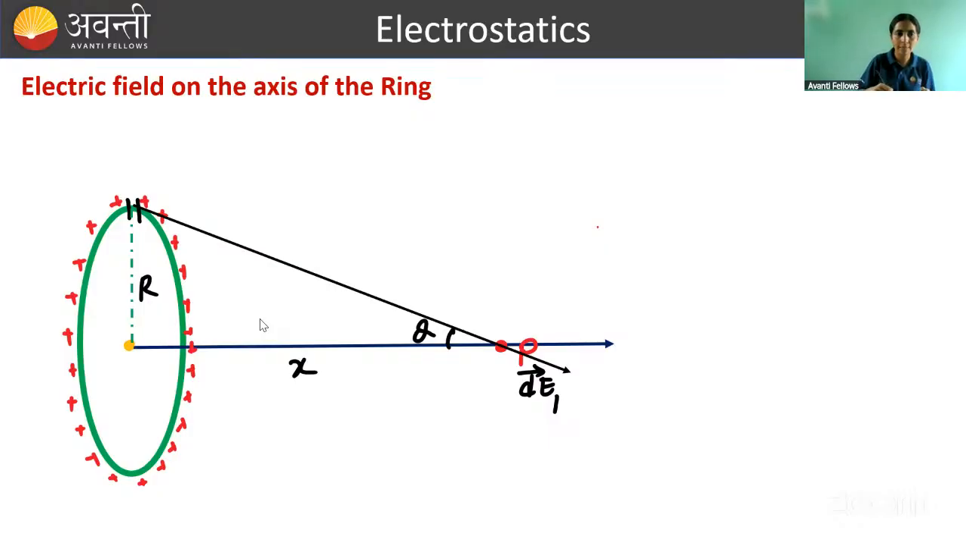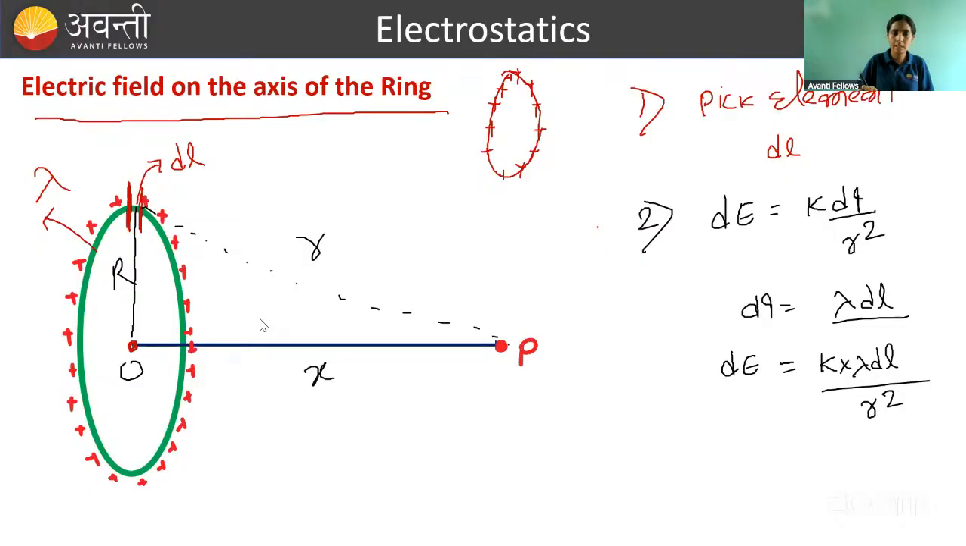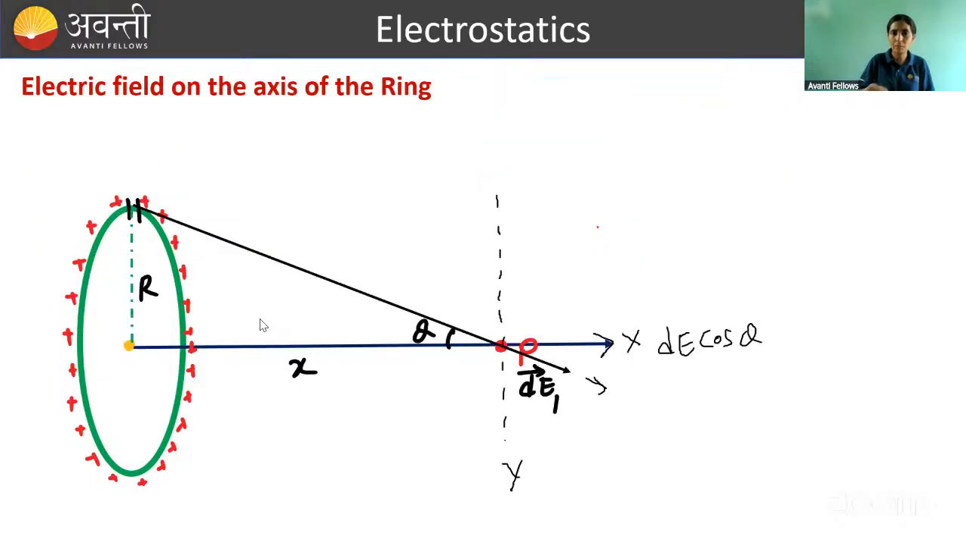If I talk about the x-axis and y-axis, let's say this line indicates the x-axis and this line indicates the y-axis. Then this dE1 will have two components. One is along this direction, dE cos theta. Why am I doing this? Because here dE is along this line. And if you take another element, let's say I'm taking another element here, because of this, the electric field will be directed in this sense, right? So we cannot add these two. We need to break it.